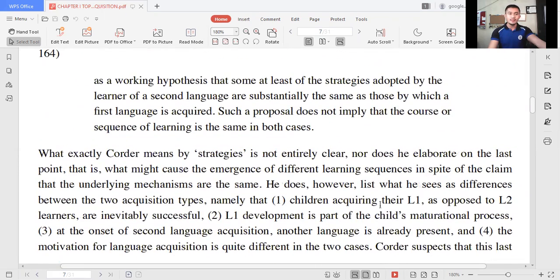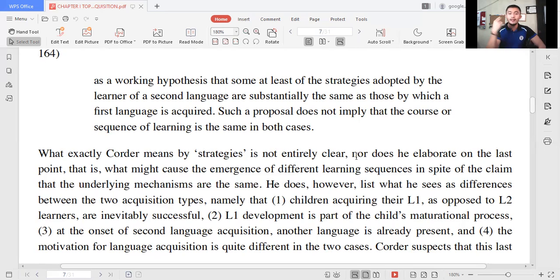Okay, and then also, what Corder means by strategies is not entirely clear. Nor does he elaborate on the last point, that is, what might cause the emergence of the different learning sequences, in spite of the claim that the underlying mechanisms are the same. He does, however, list what he sees as differences between the two acquisition types. Namely, what are those?